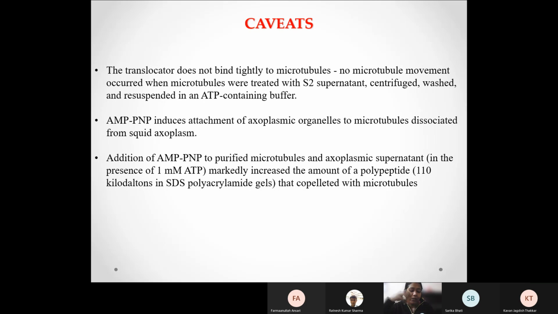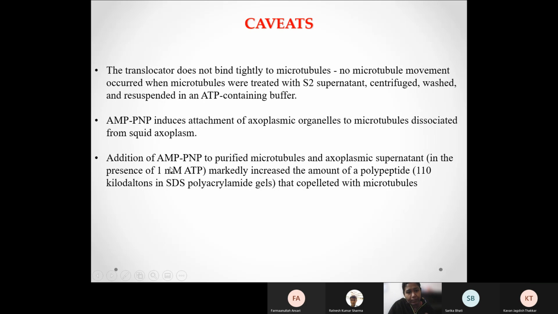If not, this event was not very stable. So this binding of the translocator, that they call translocator, or the protein kinesin that we know now, the binding to the microtubules was not very tight, but it did occur. And so for them to work with the cell-free extract and with the beads, the first thing they needed to do was to use this non-hydrolyzable analog, which induced the attachment of the bead organelles, whatever it is, to the microtubules.